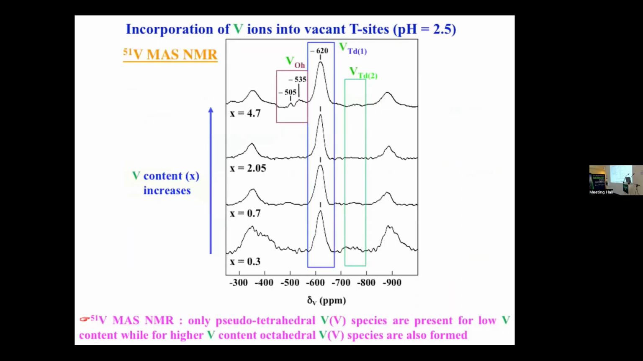Then we also look for another phenomenon. What happens when the content of vanadium is increased? We observe in the beginning, for low loading, tetrahedral vanadium species, but with an increase of the content of vanadium, what happens? We also observe vanadium octahedral species. This band is characteristic for vanadium octahedral species.